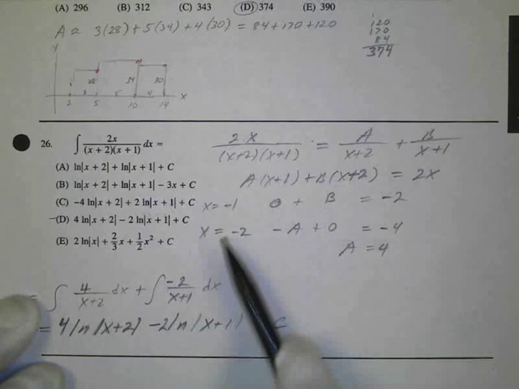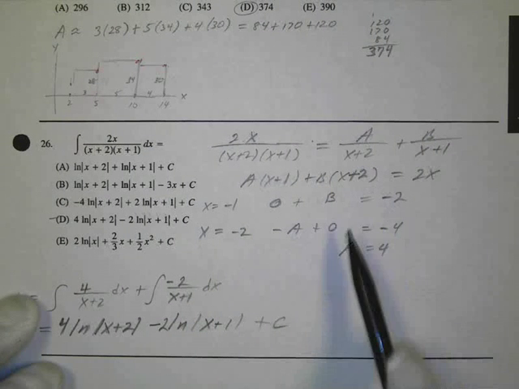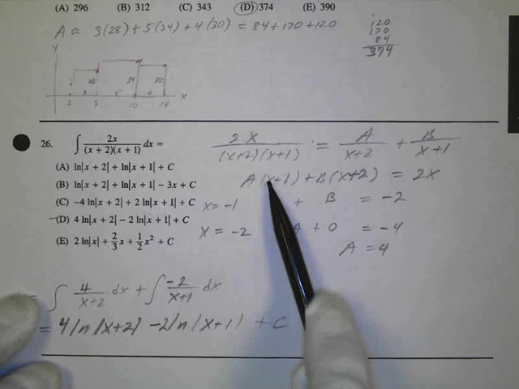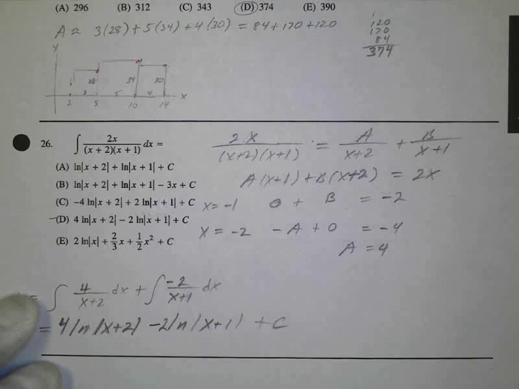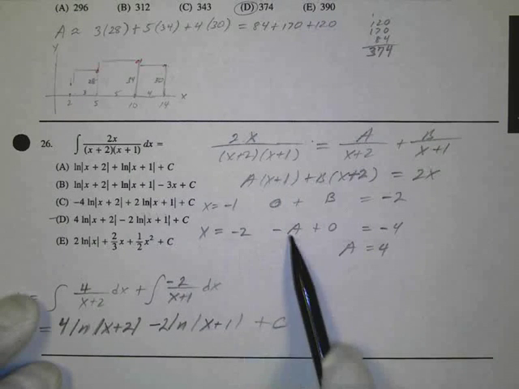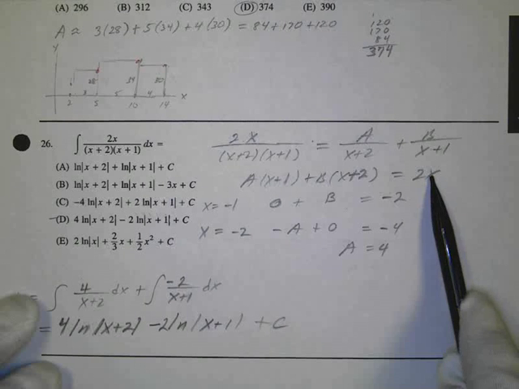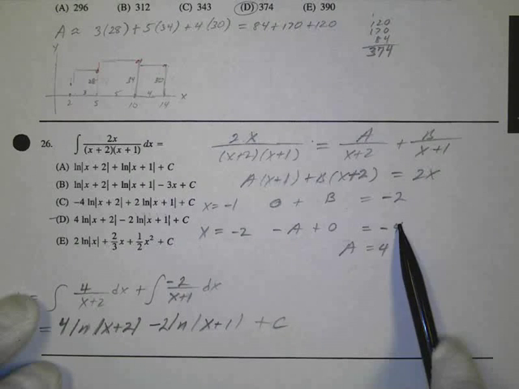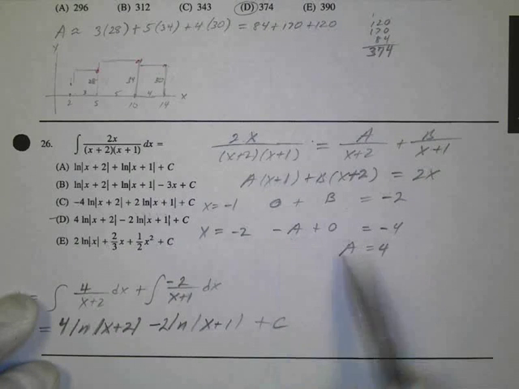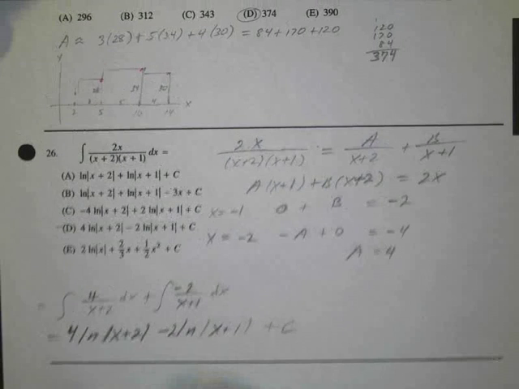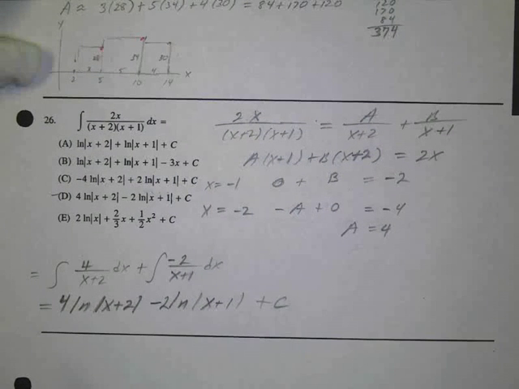And then if I put negative 2 in here, the b zeroes out, and I've got negative 2 plus 1 is negative a, and 2 times negative 2 is negative 4. If negative a equals negative 4, a equals 4. So I can rewrite this now.